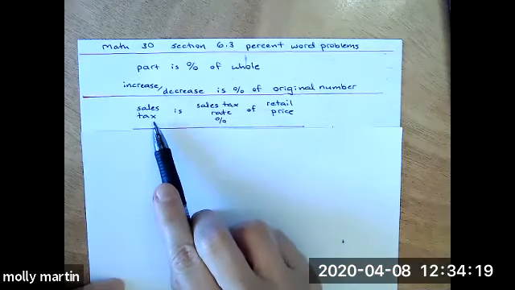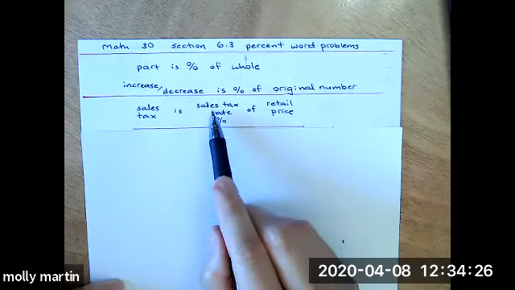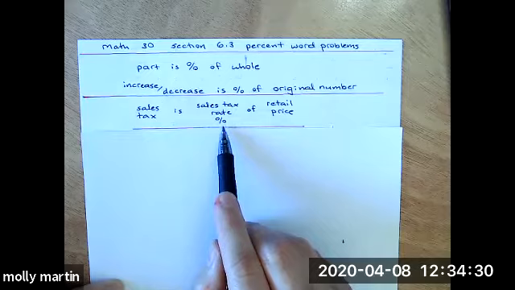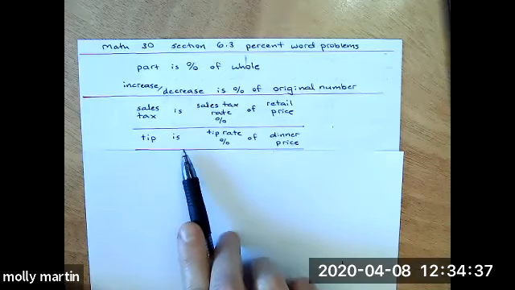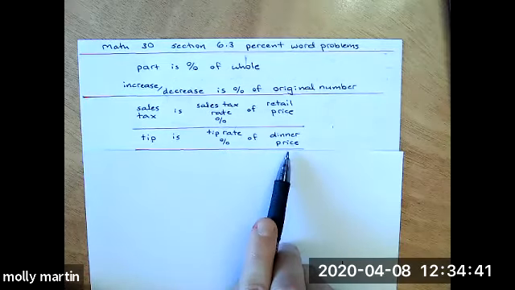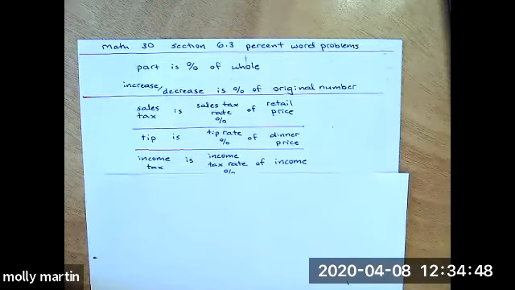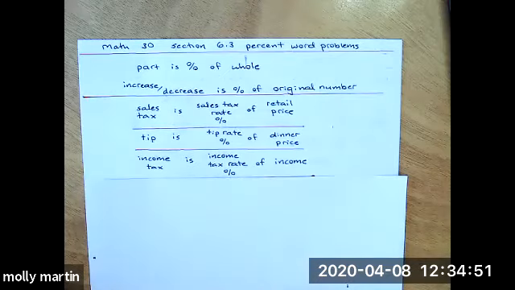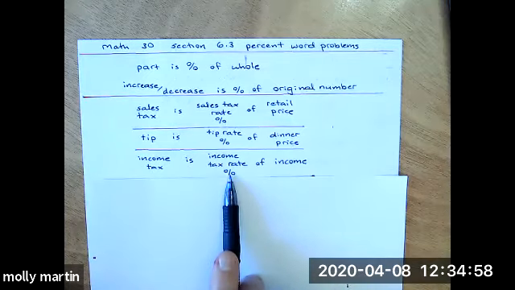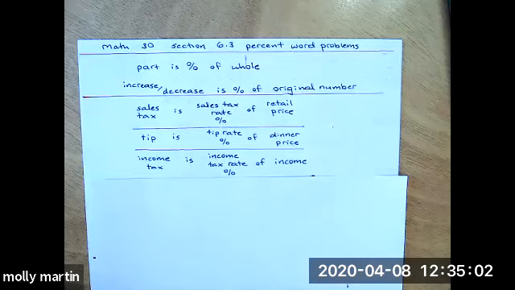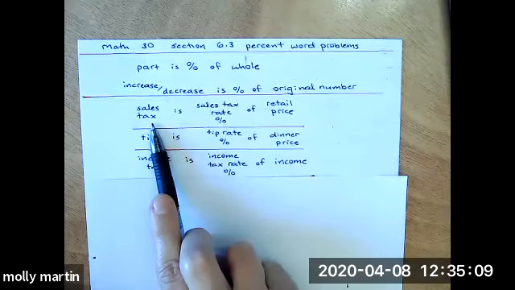When you pay sales tax, that tax is a percent of the retail price. The percent is called the sales tax rate because a percent is a rate. When you go out to dinner, the tip is a percent of the dinner price. The percentage is called the tip rate. When you pay your taxes, your income tax is a percentage of your income, and the percent is called the income tax rate. You'll notice that the name of the part and the name of the percent are very similar.